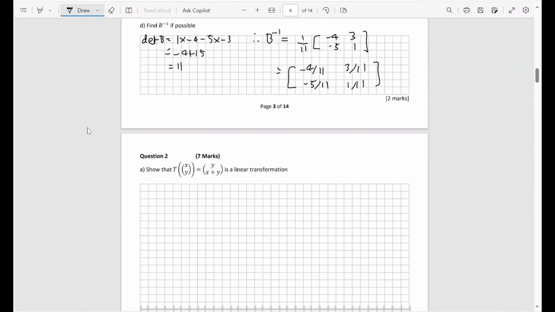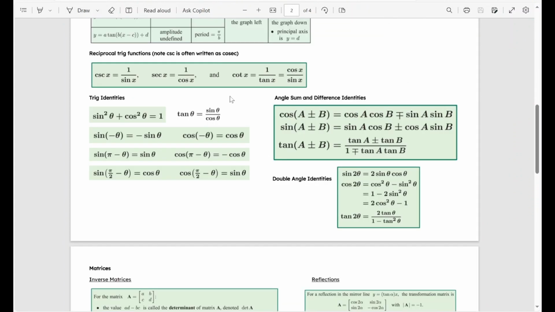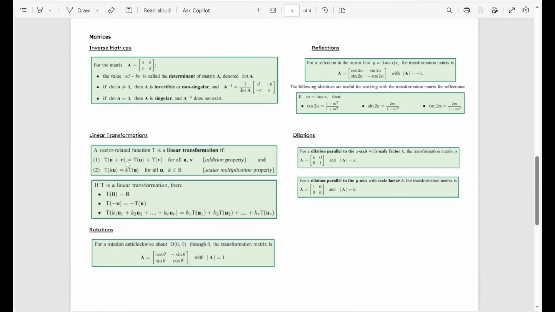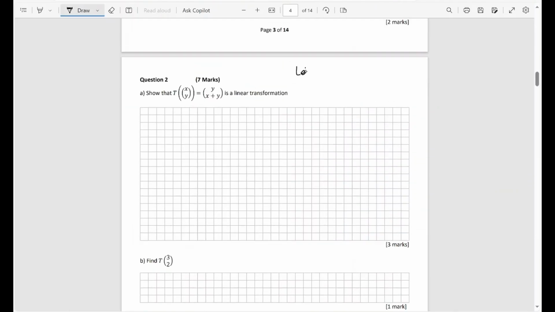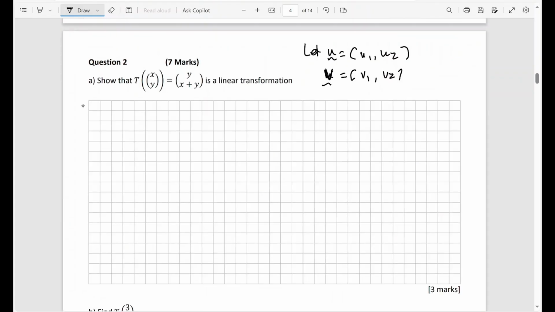Yeah, that's right. Now we've got to show this is a linear transformation. In the formula sheet, it does say how to show things are linear. You check T(U plus V) equals T(U) plus T(V), and you show that k pulls out the front. So let U be (U1, U2) and V be (V1, V2). We can check T of U plus V, which is T of (U1 plus V1, U2 plus V2). What does T do? It moves the bottom thing up to the top. So you get U2 plus V2 up the top, and you add both elements at the bottom.